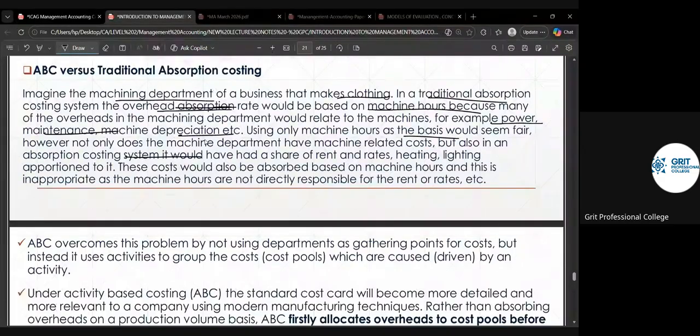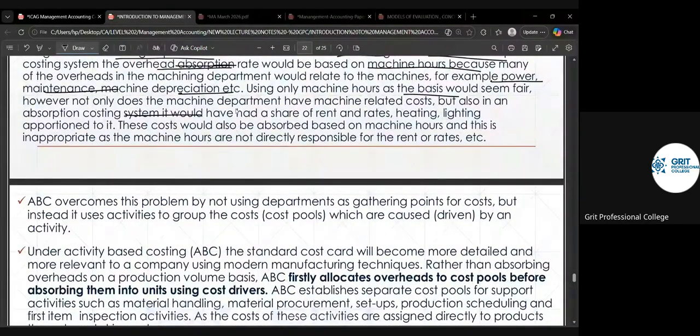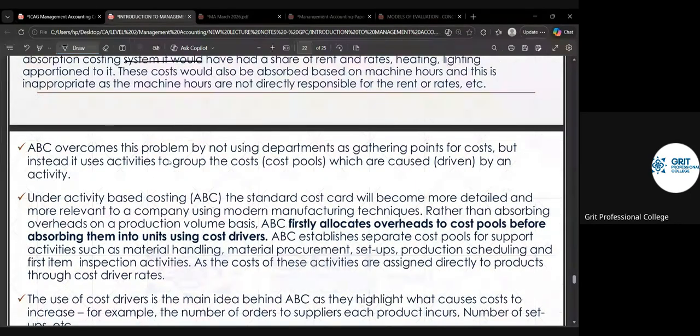And so, to some extent, it makes the amount of cost we are going to include in our product to finally get its cost and then find the price of our product to be a bit inappropriate or inaccurate. Okay, and so ABC comes in and says that when it comes to allocating our overheads, we are not going to use departments as the gathering point, but rather activities.